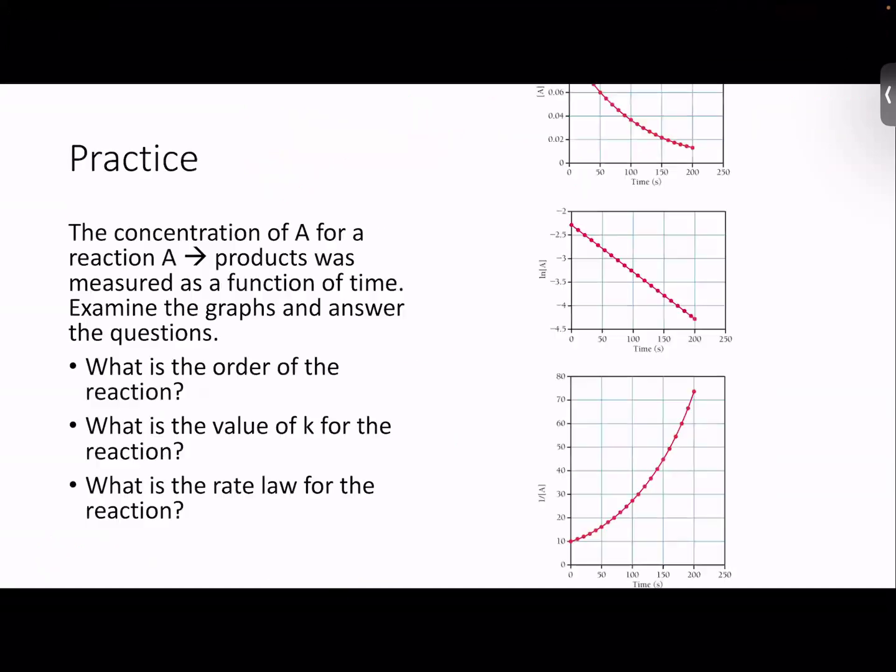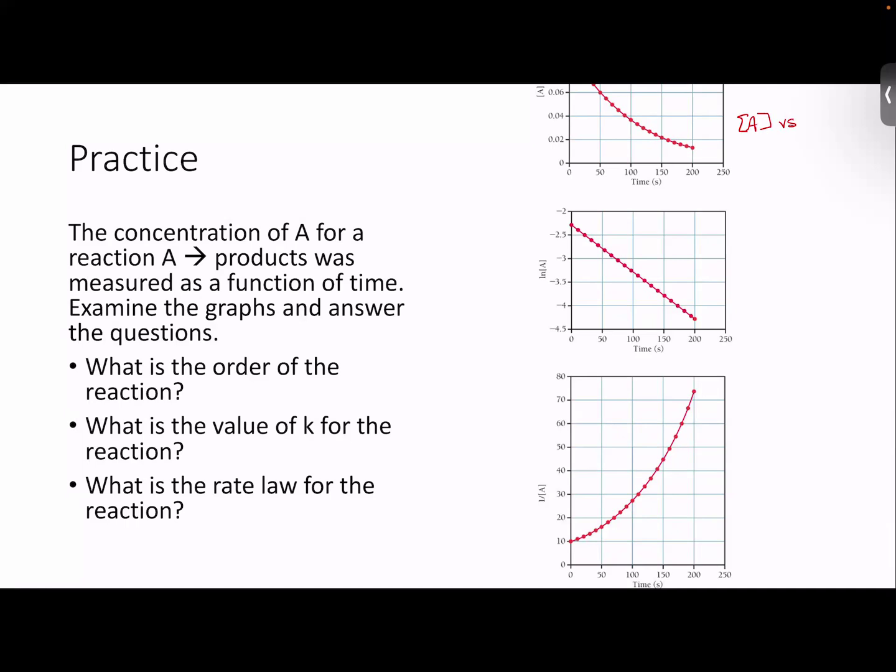Okay, let's look at another example. The concentration of A for a reaction, A going to form products, measured as a function of time, is shown. Examine the graphs and answer the questions. Simply by looking at these graphs, this first one is A versus time. The second one is natural log of A versus time. And the third one is 1 over A versus time.